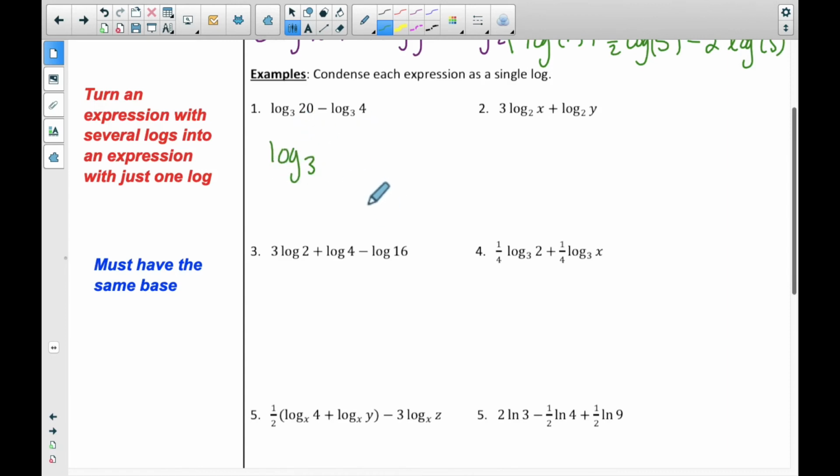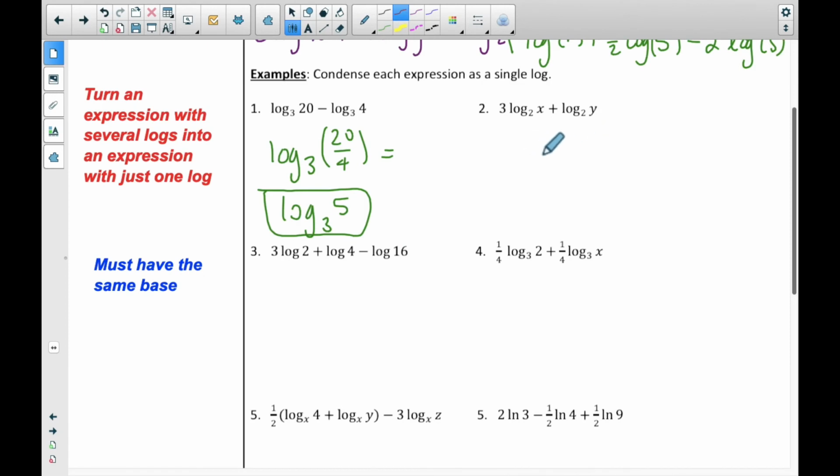So we have log base 3. I have a subtraction, and I have to remember that subtraction means division. Log base 3 of 20 minus the log base 3 of 4 really means the log base 3 of 5. And once again, you could go to your calculator and plug this in and plug this in and see if you get the same answer. And you should get the same answer.